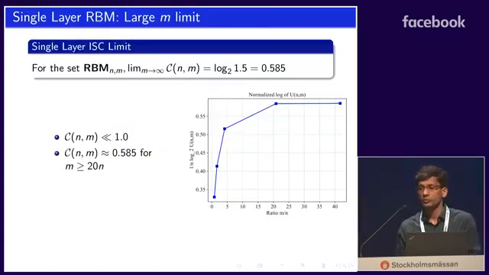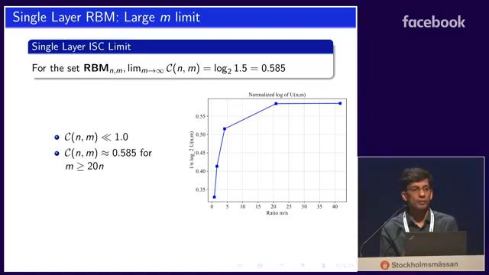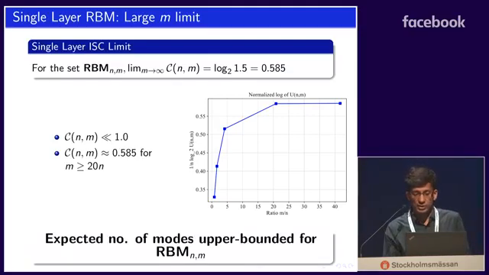The first analysis that we conduct is what happens if we increase the number of hidden units. We see that as we increase the number of hidden units to infinity, this capacity tapers to a fixed constant, log 2 of 1.5, which is 0.585, much less than 1. In fact, if we plot the values of the upper bound, we see that this bound is reached for M as low as 20n, which suggests that the expected number of modes for a single layer RBM is upper bounded regardless of the number of hidden units.